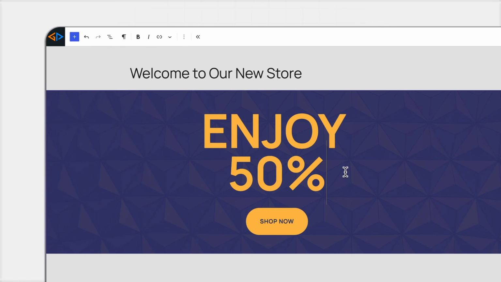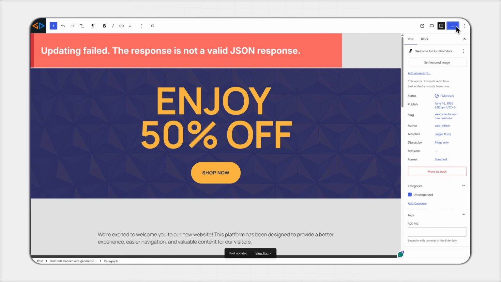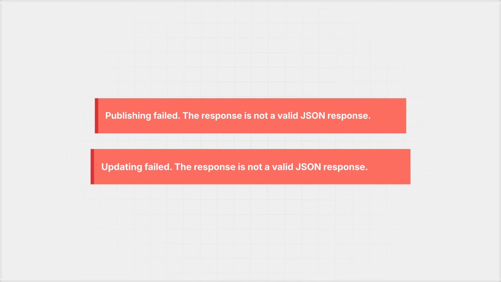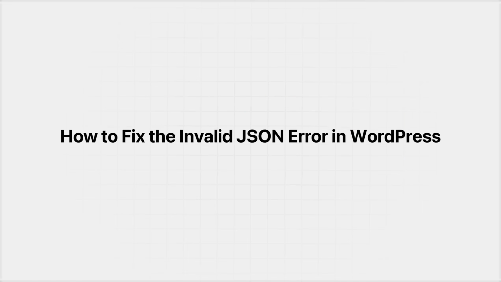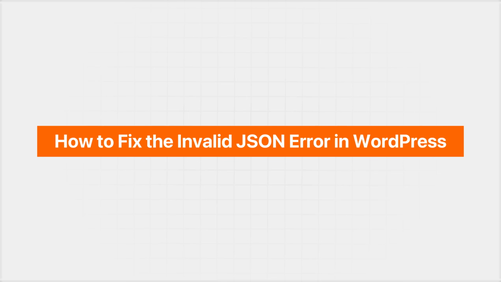Have you ever tried updating a post or page in WordPress only to see one of these messages? Updating failed. The response is not a valid JSON response. Or publishing failed. The response is not a valid JSON response. It can be frustrating, especially when your content won't save and WordPress doesn't clearly explain what went wrong. But don't worry, in this video, I'll show you exactly how to fix the not a valid JSON response error in WordPress step by step.